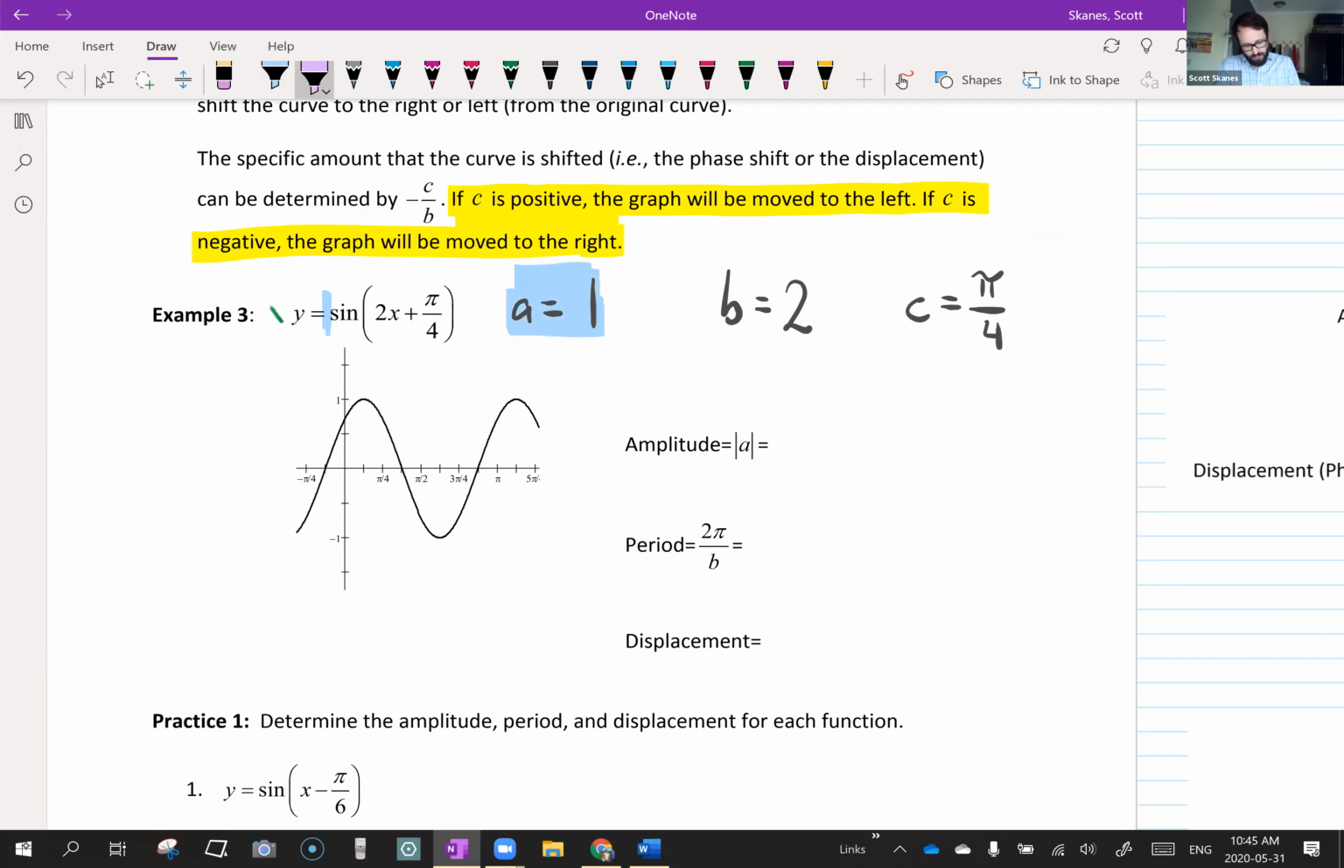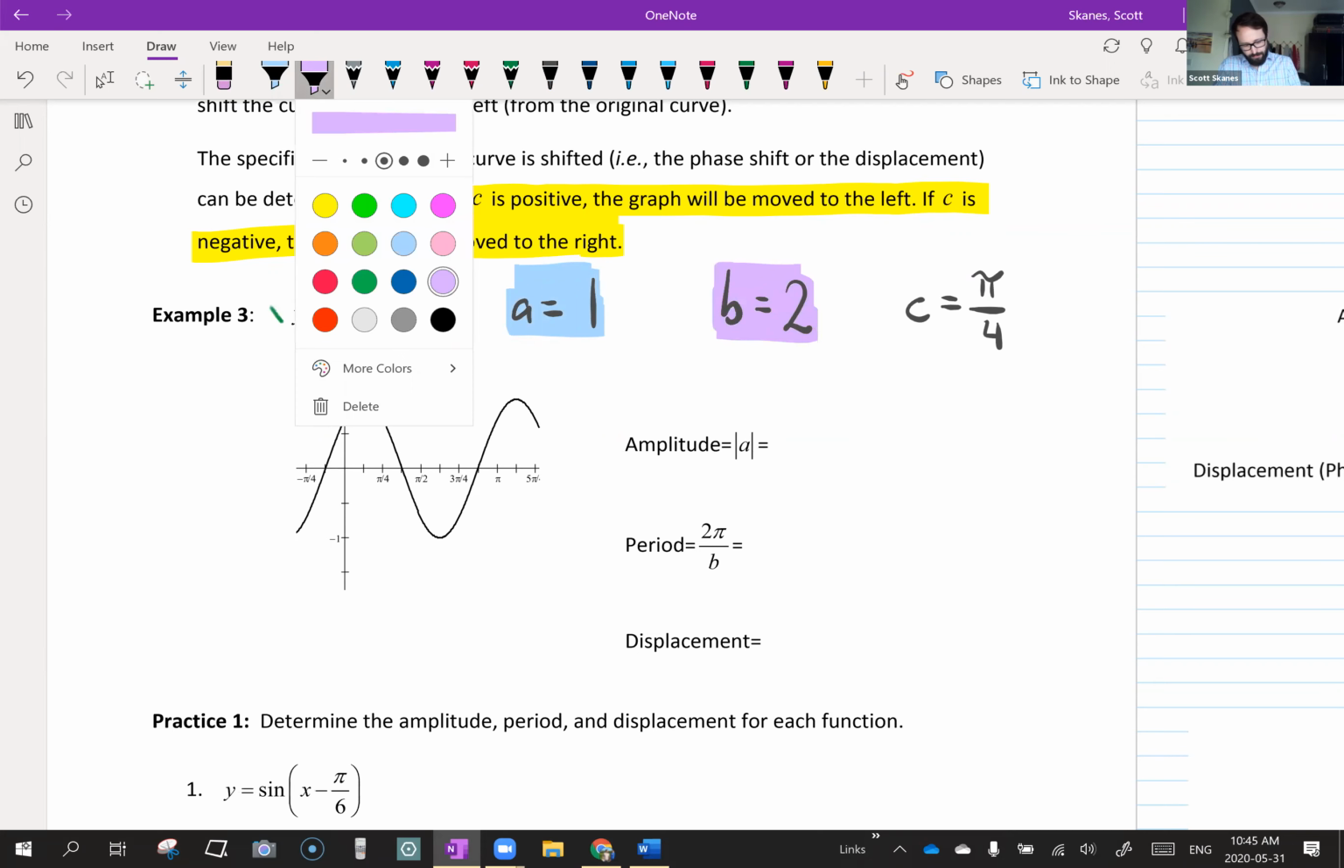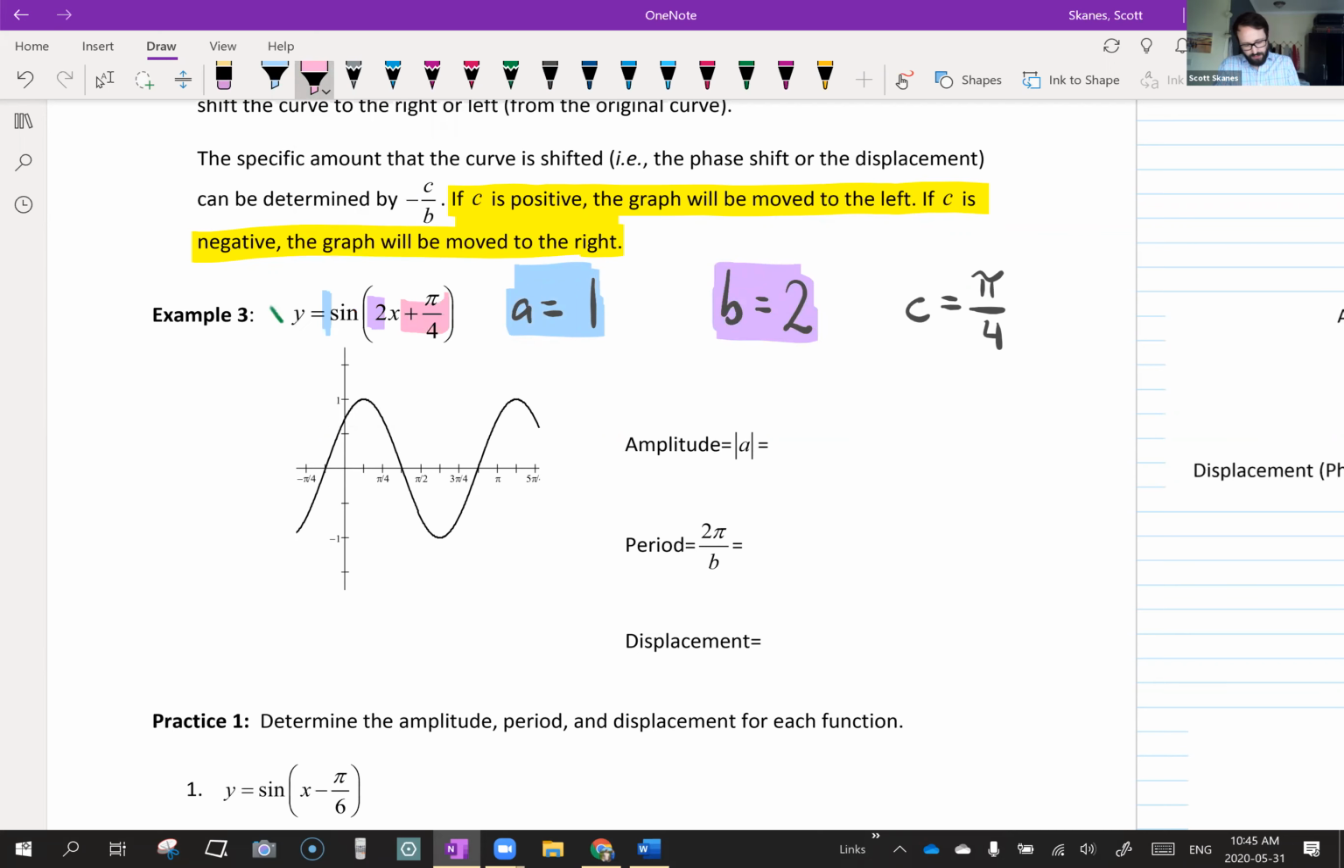I can also see that there's a value in front of X, that's our B. And our C value is whatever's being added or subtracted from it. And it's in the brackets. You'll notice it's in the brackets, it's not outside the brackets. That's a different thing. Once we have A, B, and C, the rest is, in my opinion, just math.